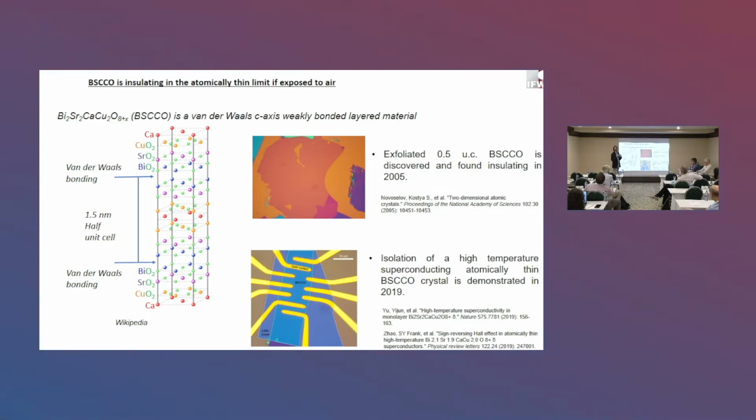He was able to isolate thin flakes of BISCO, but they were pretty insulating. Recently, with my work and the work of a group in Shanghai, we were able to isolate high temperature superconducting thin flakes and measure the high temperature superconductivity in a reproducible way. You can realize structures, devices, and so on and so forth.